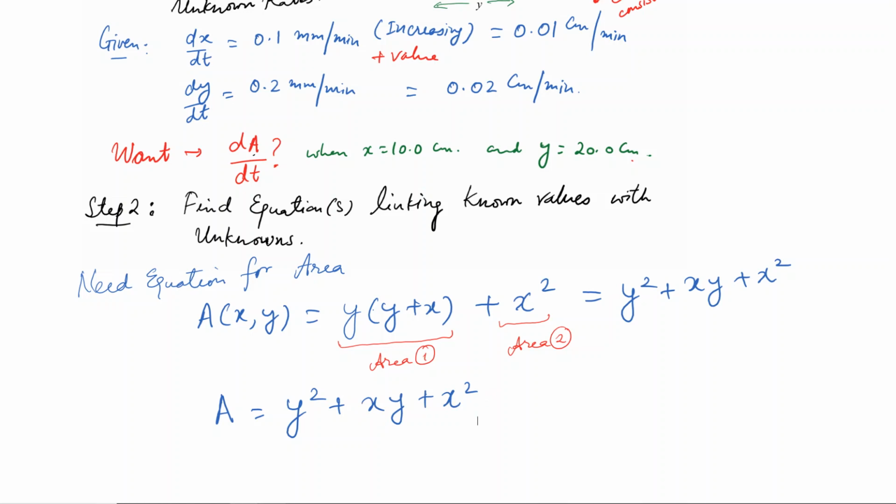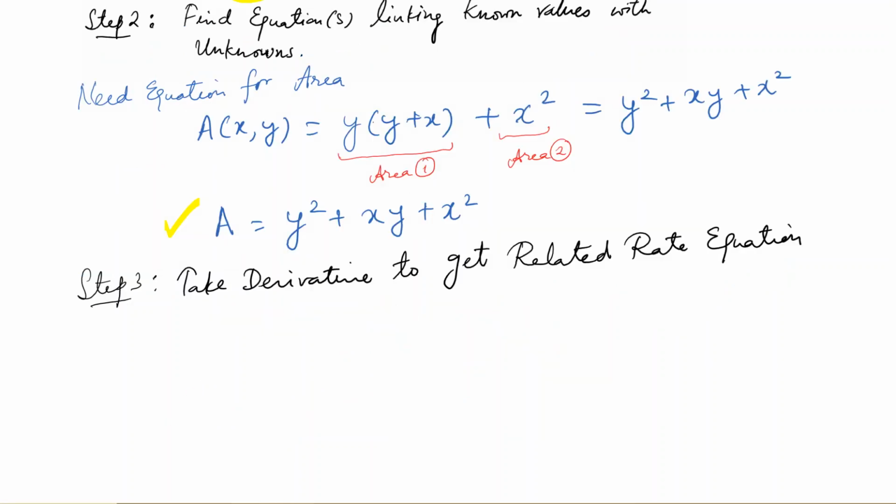So now our goal is to find dA over dt. So we're going to take the derivative of the area equation with respect to time. Thus in our third step, we're going to take the derivative and we're going to get our related rate equation. So take the derivative with respect to t on both sides. So dA over dt is equal to, and we are taking the derivative of each term with respect to time.